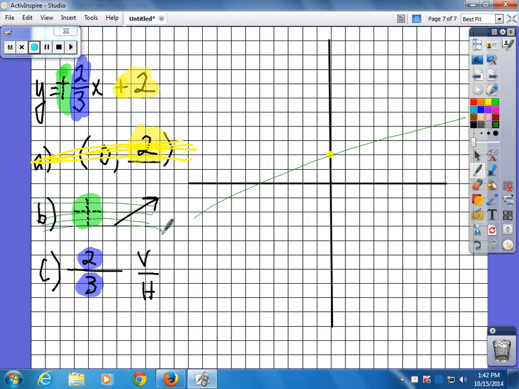Now, 2 over 3, where do I start from? Well, where's the only point that we plotted? What's the only point that we plotted? The yellow one. So that's where we're going to start from.